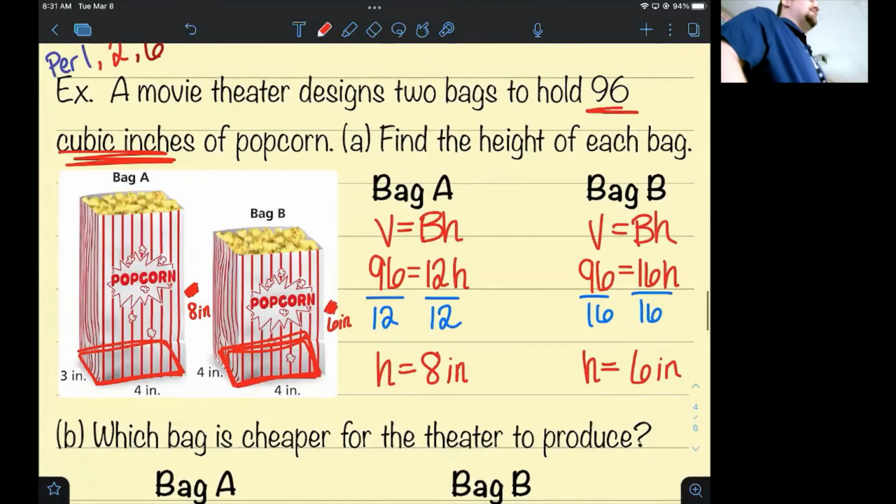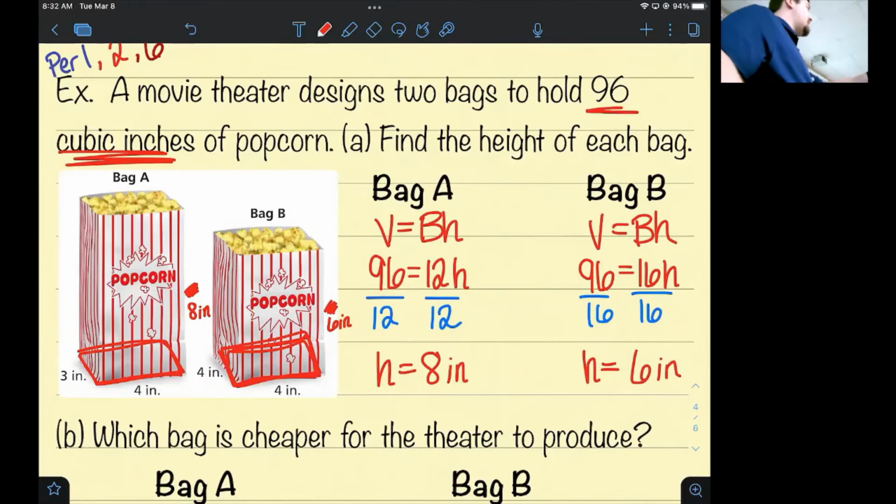Now, if you're purchasing popcorn from this movie theater, do you have a preference on which bag? Go ahead, explain why. Wait a second. They both hold the same amount. So why would they give you a cheaper price if they're both the same amount?